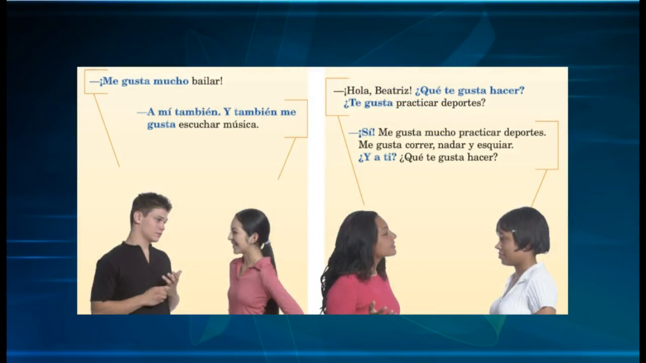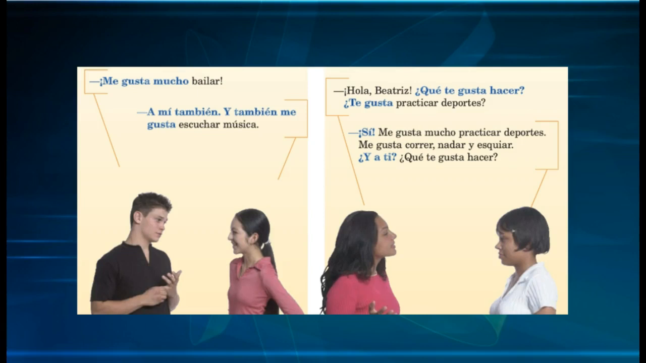And we also see how to talk about things that you like to do and ask other people what they like to do. This is a very good strategy for conversation. You could strike up a conversation with this. So the boy here is saying, me gusta mucho bailar. I really like to dance. Me gusta is I like, and mucho is a lot. So me gusta mucho bailar. I like to dance a lot, or I really like to dance.